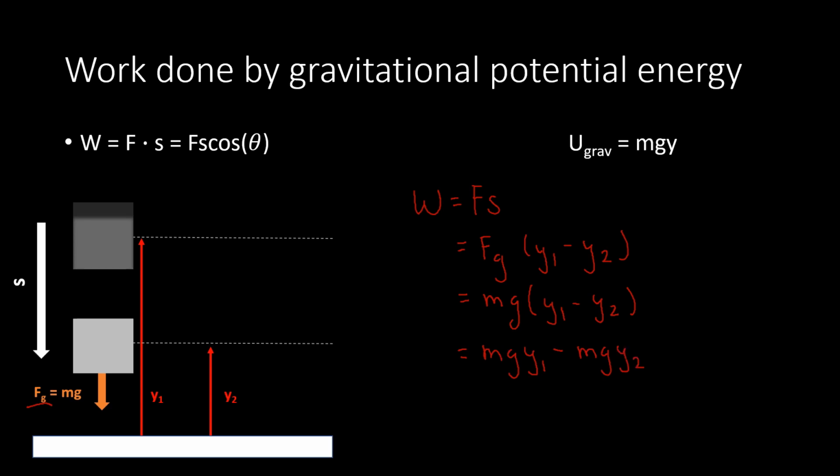And then we can further rewrite this as U1 minus U2, because these are the same variables we see in our gravitational potential energy formula. And we can further simplify this to negative delta U. So this tells us that the work done by the gravitational potential energy is equal to the negative change in the potential energy.